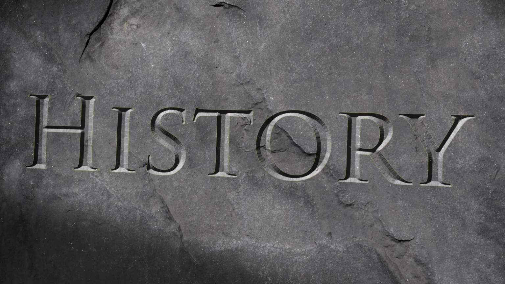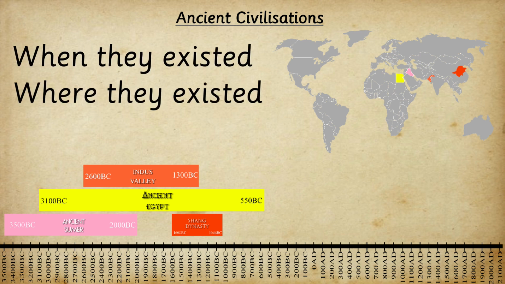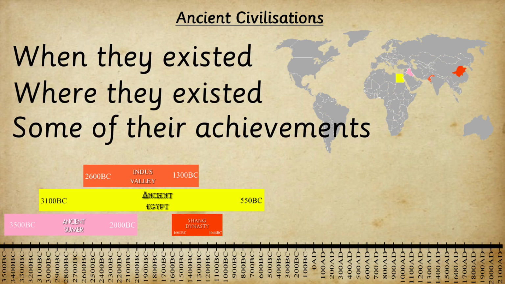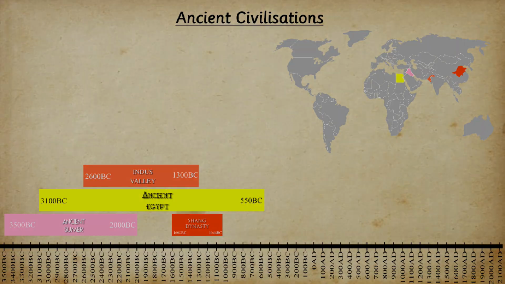Ew, history. In our last lesson we looked at the earliest civilizations: ancient Egypt, ancient Sumeria, the Indus Valley and the Shang dynasty. We looked at when they existed, where they existed and some of their achievements. We had a quick overview of that, okay? But now we're going to focus on the ancient Egyptians. This is going to be our in-depth topic.